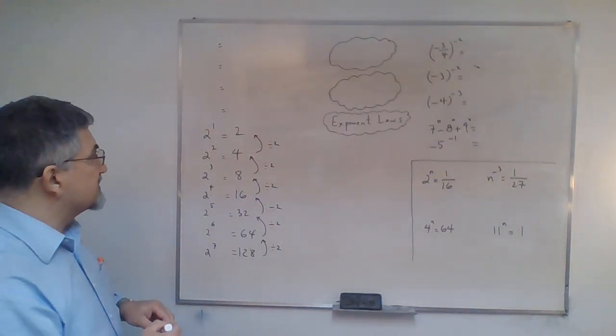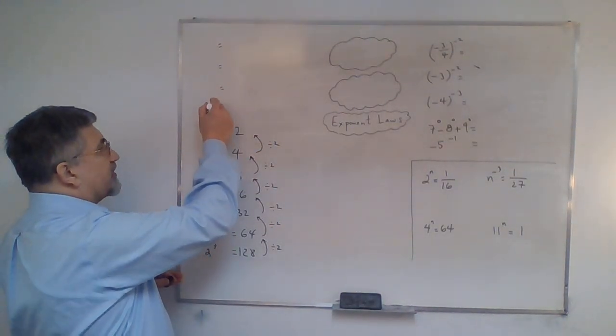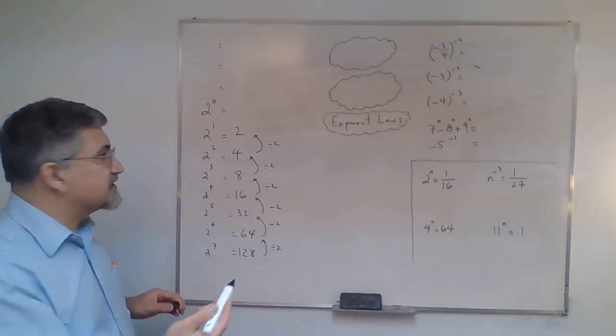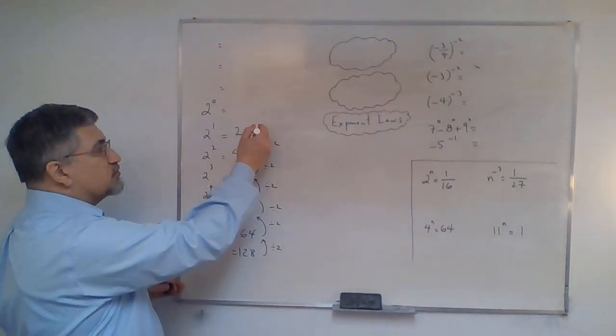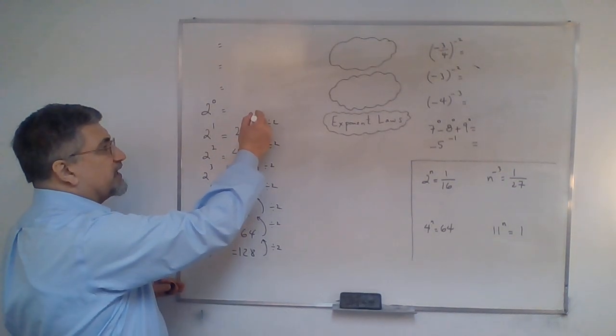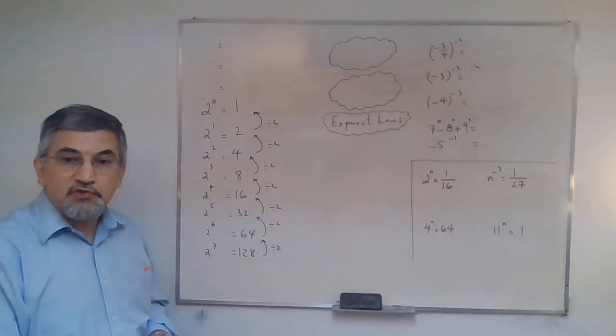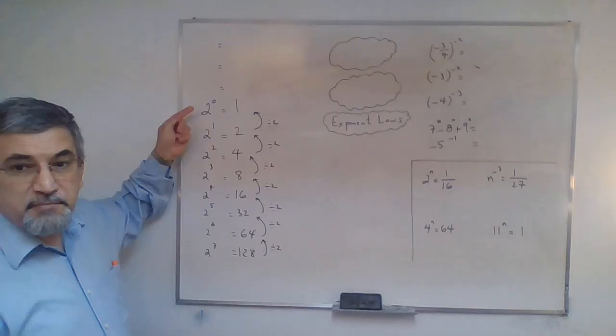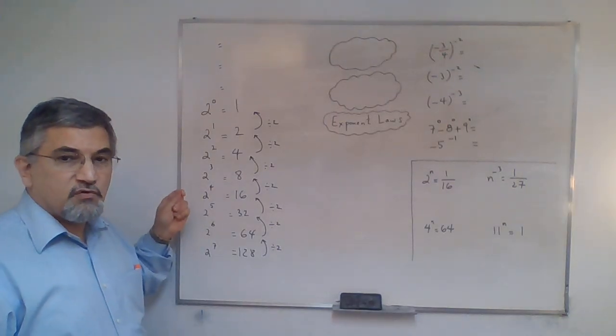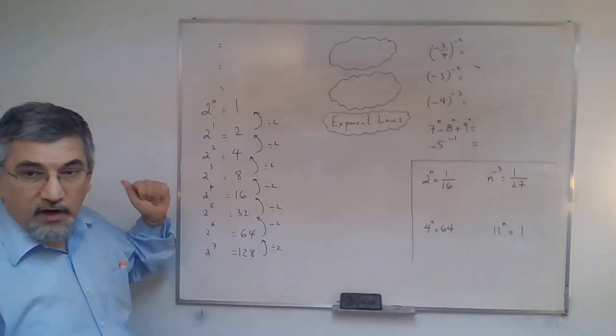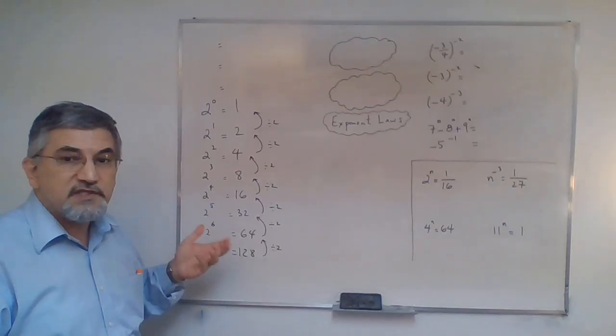So it makes sense, if we have 2 to the exponent of 0, it makes sense to say that the result will be 2 again divided by 2, which is equal to 1. So we come up with this conclusion that the base 2 raised to the exponent of 0 is actually equal to 1. It makes sense to say so.